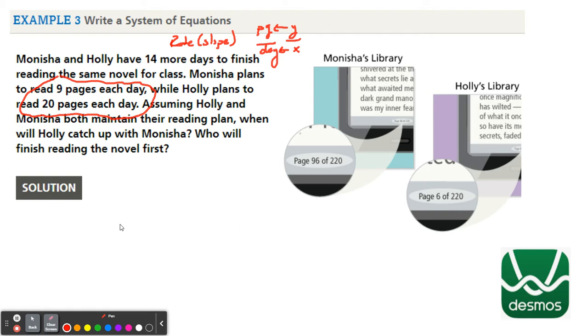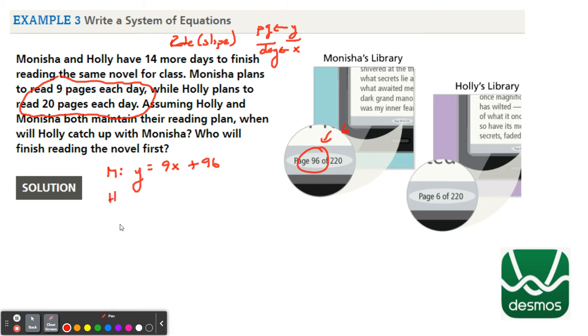So for Manisha, she reads 9 pages per day, that's her slope. And she's already on page 96. That's going to be her B value, right? Her starting point. So for Manisha, her equation is going to be Y equals 9x plus 96. 9 pages per day, already on page 96.